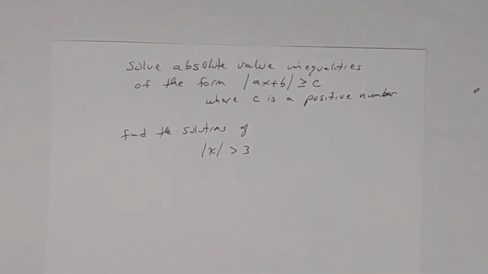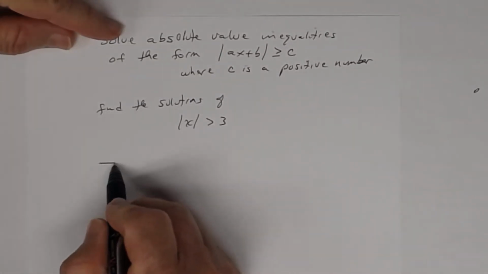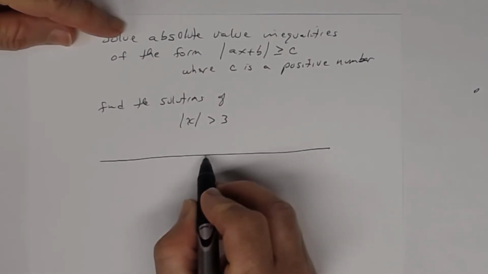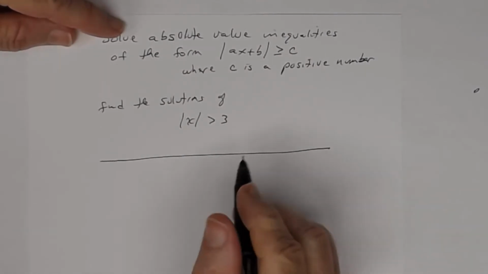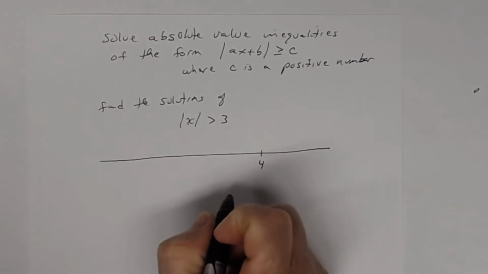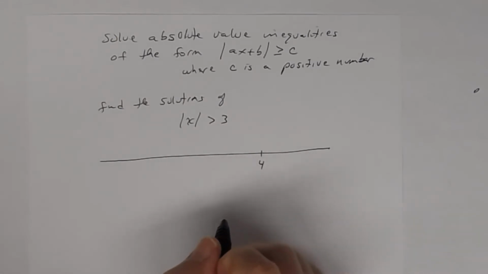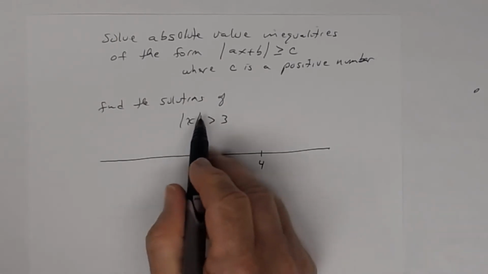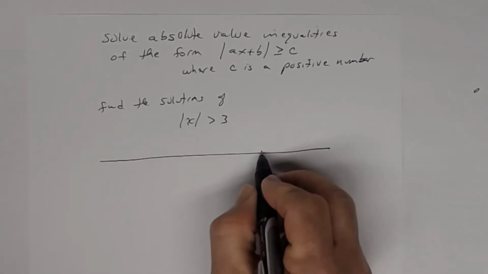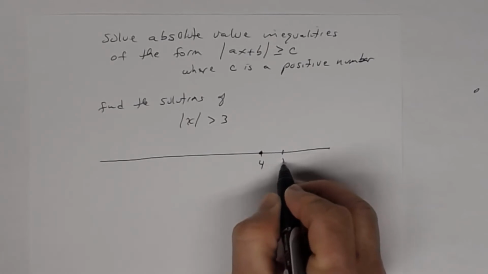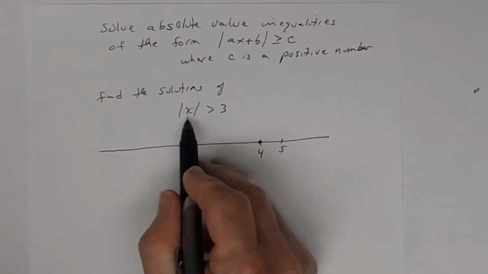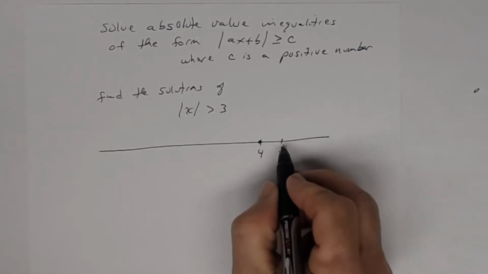Okay, just like last time, we're going to put this on the number line, and I'm going to do it this way first. Is 4 a solution to this inequality? Well, what's the absolute value of 4? The absolute value of 4 is 4. Is 4 greater than 3? The answer is yes. So that's a solution. Is 5 a solution? Well, the absolute value of 5 is 5, and 5 is greater than 3. So that is a solution.